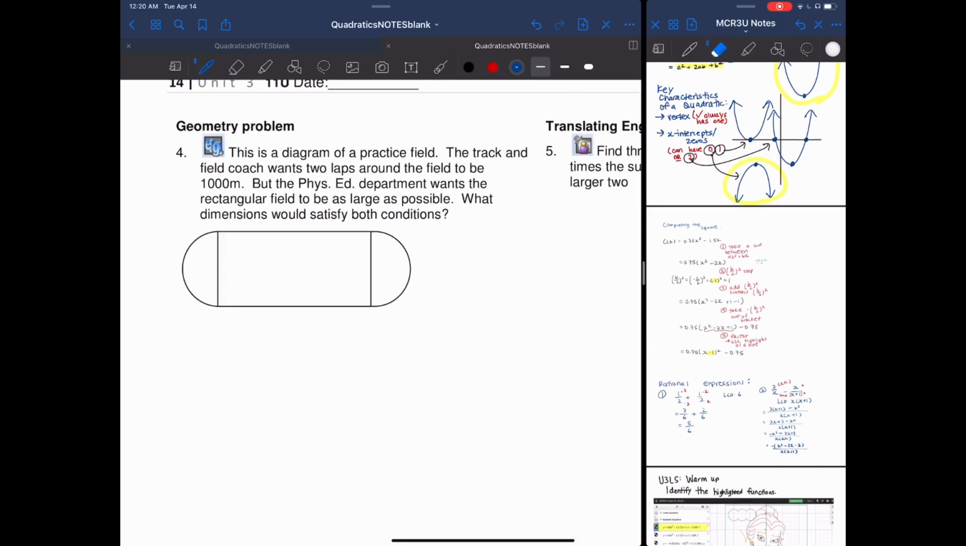Okay, it's a pretty big question, so just a heads up. This is a diagram of a practice field. The track and field coach wants 2 laps around the field to be 1,000 meters. But the phys ed department wants the rectangular field to be as large as possible. What dimension would satisfy both conditions?